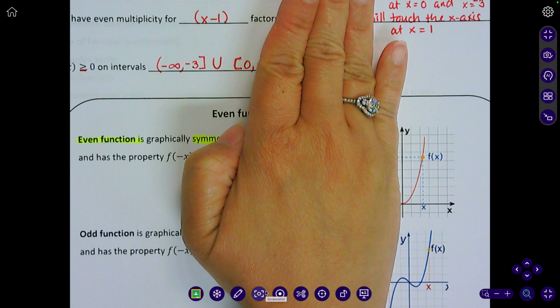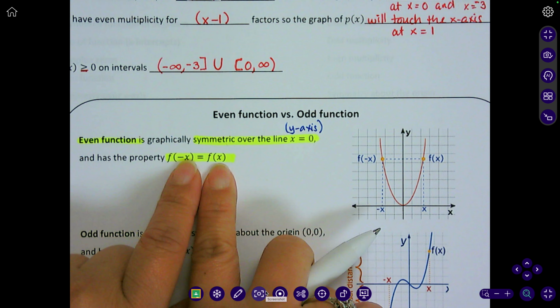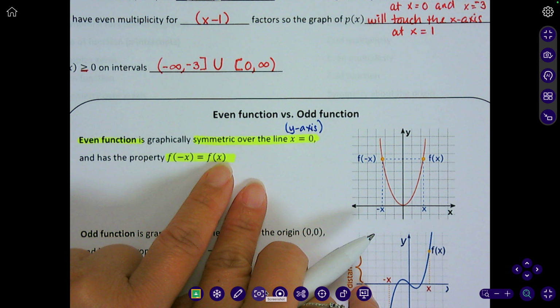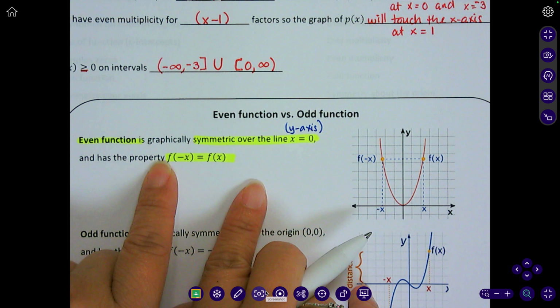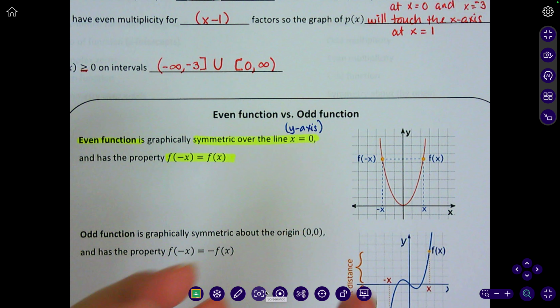Now, what does it really mean in terms of the notation? And this is what it means. If you look at this and you're like, Ms. Tran, I have no idea what that is, well, you know what this is. That's x. So you have x here, and then you have negative x here. This is f of x. F of x is y. What this tells you is that the y value of x is going to be the same y value for the negative x. That's what makes it an even function.